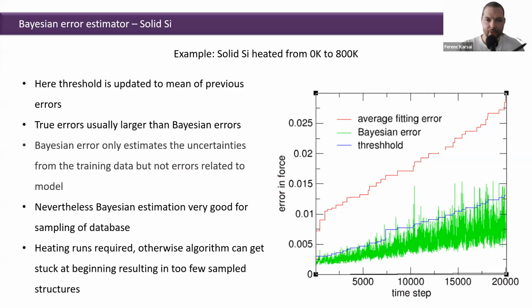So now let's have a look at the curves. The red curve here is the average fitted error, that means the error from ab initio calculations versus the predicted values. These are the true errors.